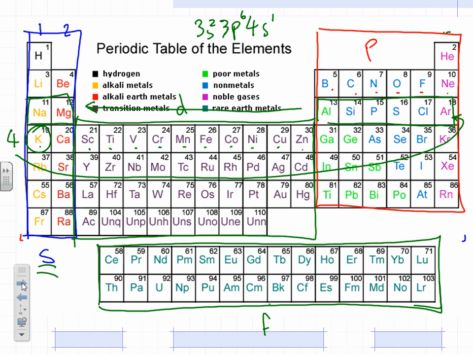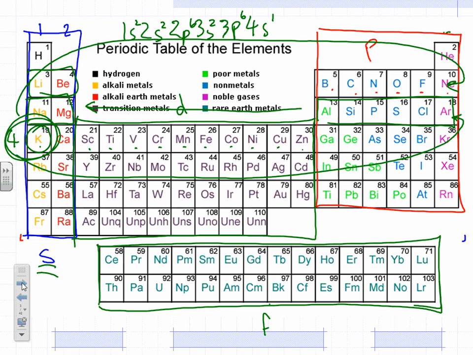Okay, so then if we continue the pattern, we go up to the 2nd row, so it's 2p6, and then keep going, 2s2 and then 1s2. You see from the original position of potassium, we were able to deduce its electronic configuration fairly quickly, just by looking at where it is in the periodic table.